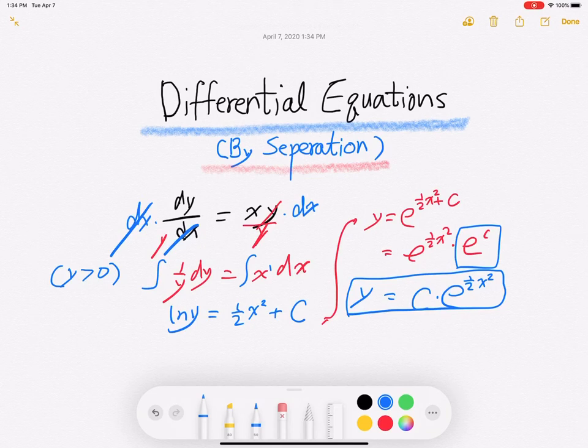Okay, I'll give you 3 more examples in your textbook now. Let's go.